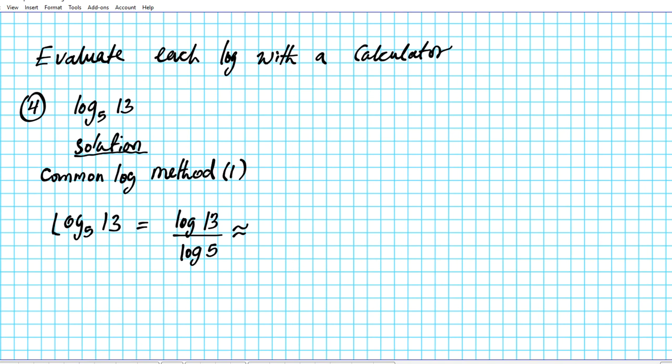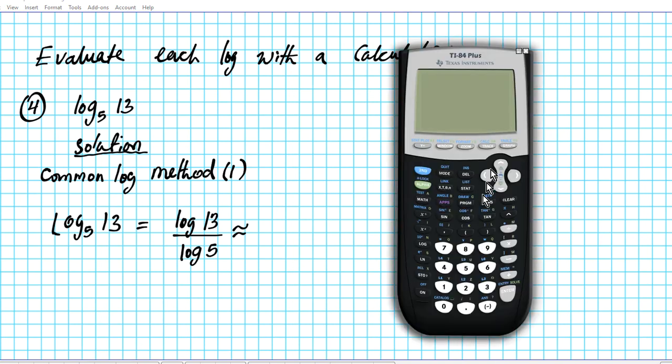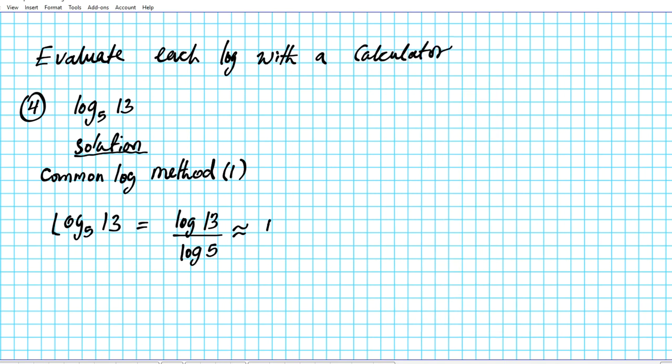Okay? So now we just simply plug this into the calculator. We are going to compute log of 13 divided by, okay, not times, divided by log of 5. And the answer is 1.5937 to 4 decimal places. Alright, you could do it this way.